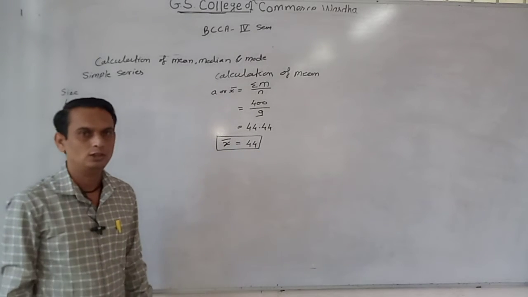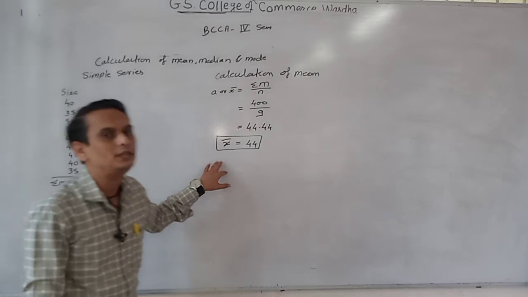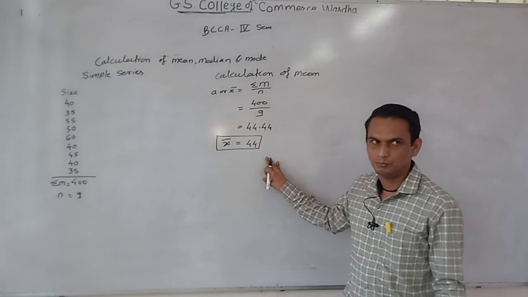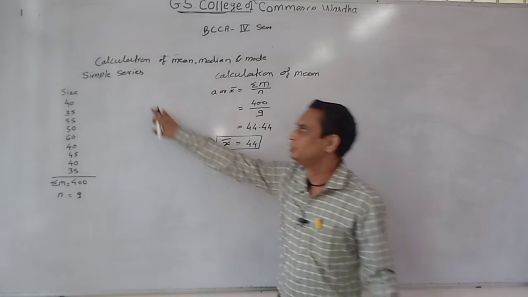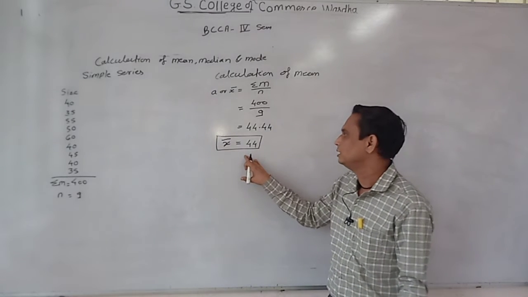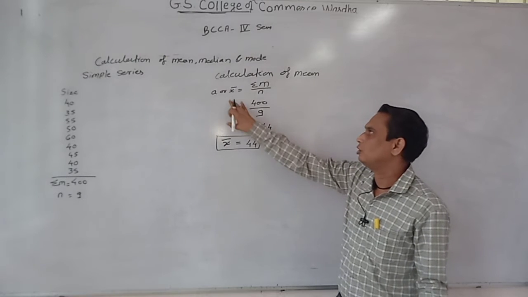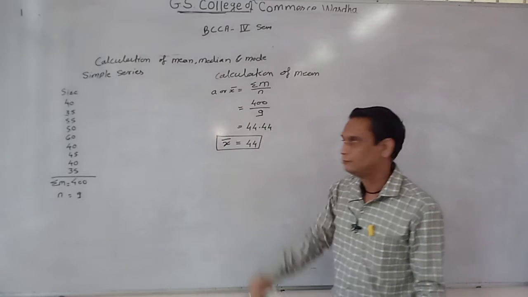Approximately 44. So this is the mean of our observations, that is, of our simple series. The mean of that series, x bar, equals 44, or mean equals 44.